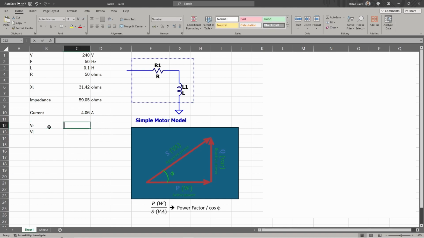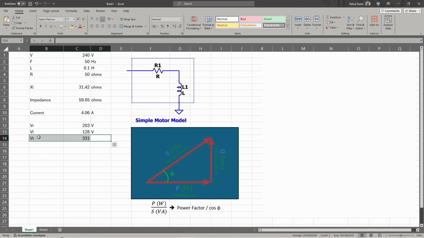So the voltage across the resistor is going to be the current times the resistor value, and the voltage across the inductor is going to be current times the inductive reactance. So VR is equal to 203 volts and the inductive voltage is equal to 128 volts. Obviously, if you add these two numbers together, let's call it VT, you get a voltage that is higher than the voltage of the power supply, which obviously doesn't make sense if you look at it in terms of KVL.